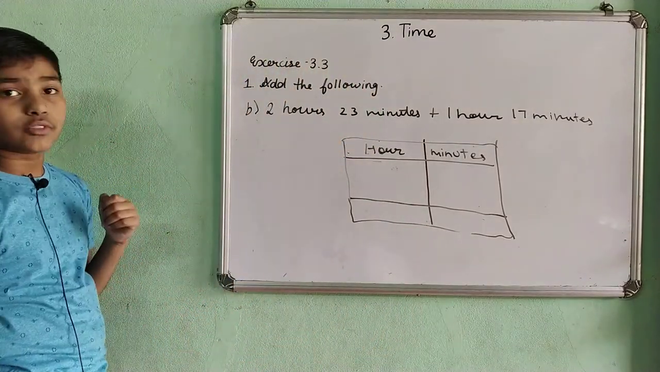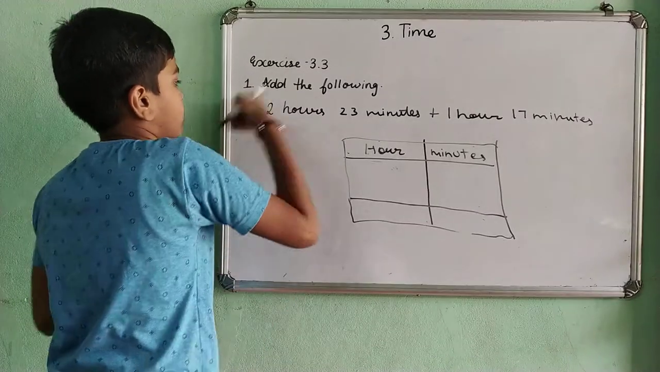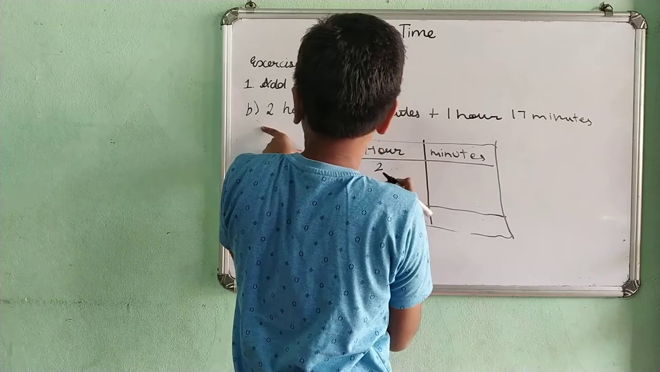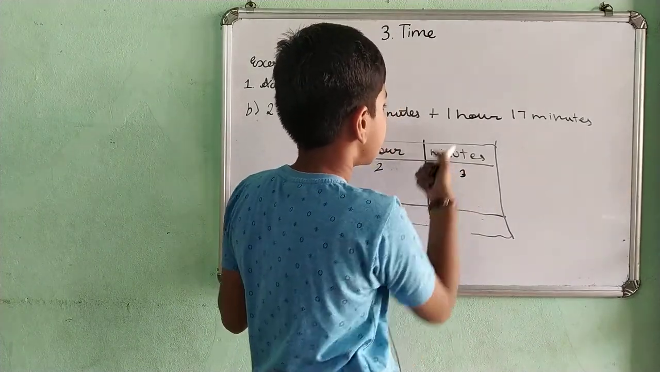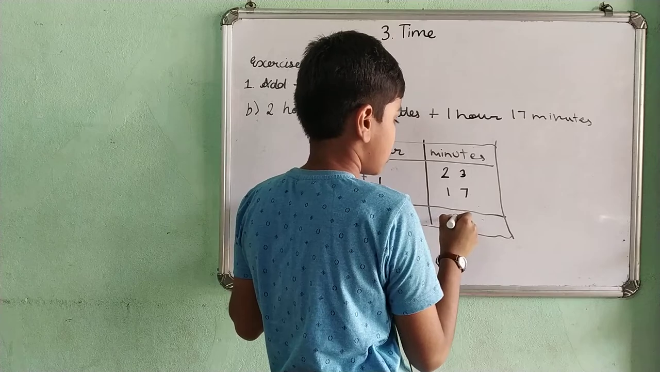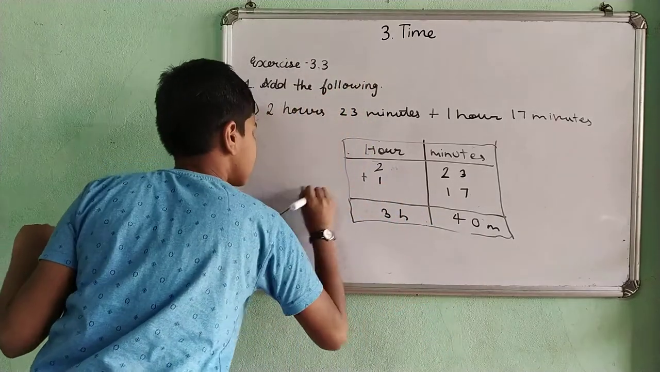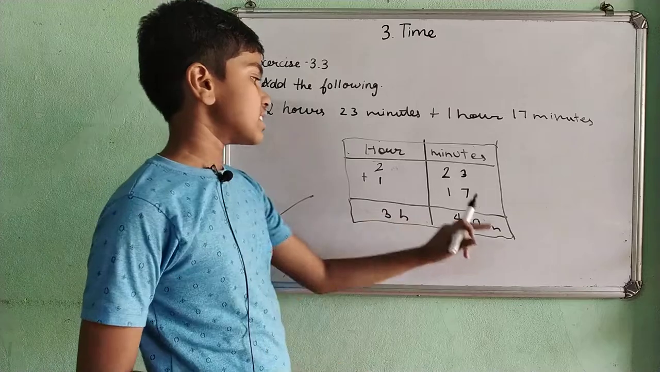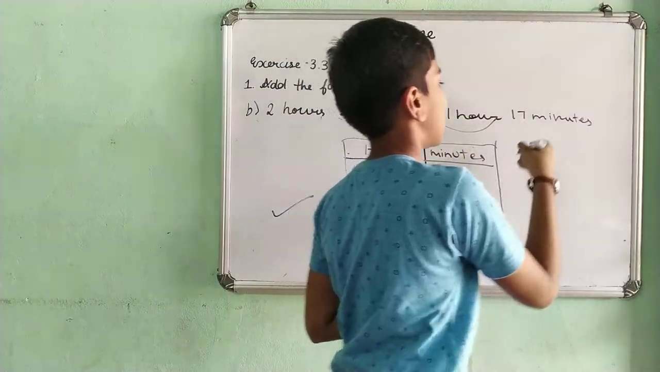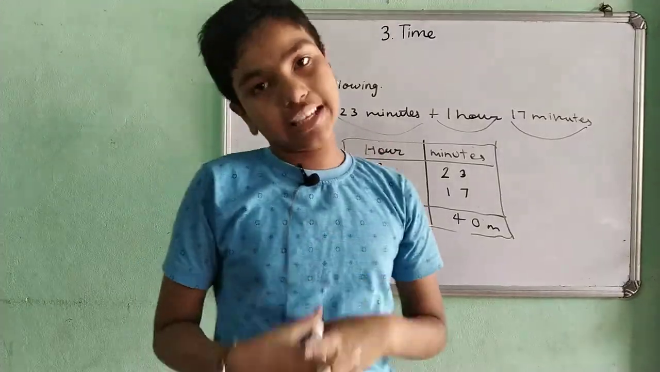So let's do this question. Try to do it. Okay, I hope you got your answer. So see, 2 hours, 23 minutes, 1 hour, 17 minutes. 2 plus 1 is 3 hours, 23 plus 17 is 40 minutes. So this is our correct answer: 3 hours 40 minutes will be our sum of 2 hours 23 minutes and 1 hour 17 minutes. Okay, now let me explain you the seventh.